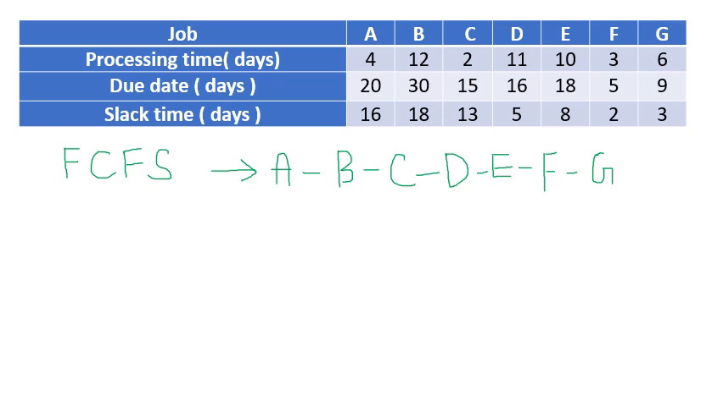Now next, let us see the SPT rule, the shortest processing time rule. If I go by the SPT rule, just look at the table above and find the job with the least processing time. The least processing time is with C, a processing time of 2 days. So C will come first here. Correct? Once C is over, the next minimum is 3. So the job pertaining to that will be F. So the next job in the sequence will be C, F.